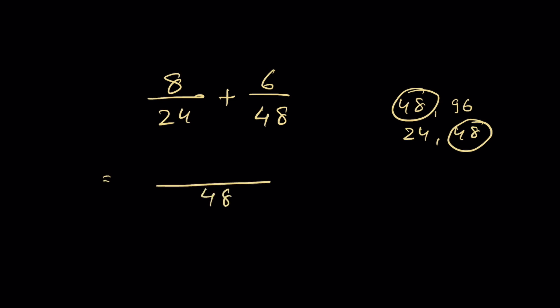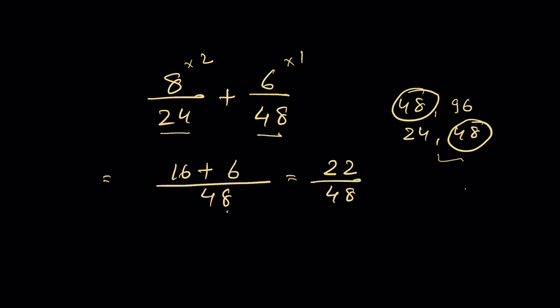So you have to see which method will give you faster result. Whenever you see these kinds of numbers where you can calculate the multiples easily, choose this method. Else if there is a bigger number, you can simply use the factorization method. Start dividing both the numbers. Now 48 divided by 24 is 2 and 2 times 8 is 16. Then plus 48 divided by 48 is 1 and 1 times 6 is 6. So 16 plus 6, 22 upon 48.